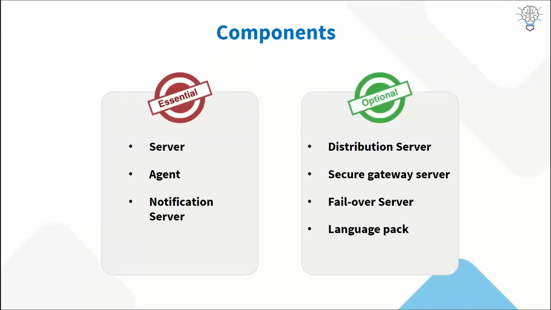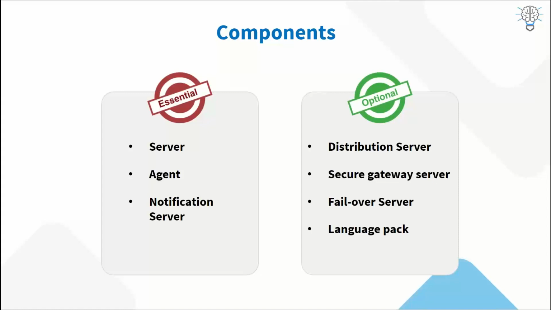Have you ever wondered what all the components are that you need to run to use this application? There are essential as well as optional components. The Desktop Central Server is the central component that you will need to install, which provides the interface to the management console. The agent is also an essential component, so you need to install the agent on all the machines that you're planning to manage. There is another component called the notification server, and it's quite an interesting component, which we'll be talking about once we get into the product.